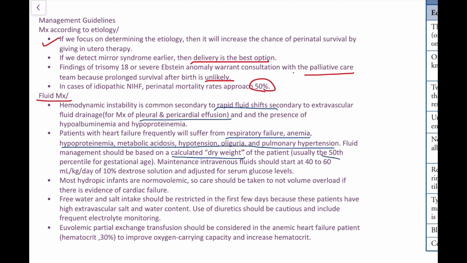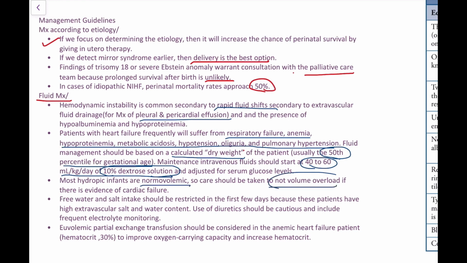Fluid management should be based on a calculated dry weight of the patient, usually the 50th percentile for gestational age. Maintenance IV fluids should start at 40 to 60 ml per kg per day of 10% dextrose solution and also be adjusted for serum glucose levels.